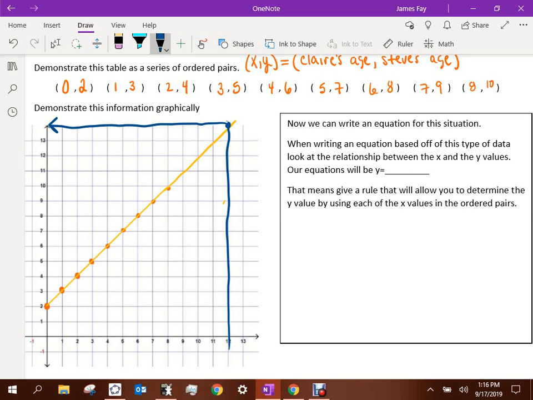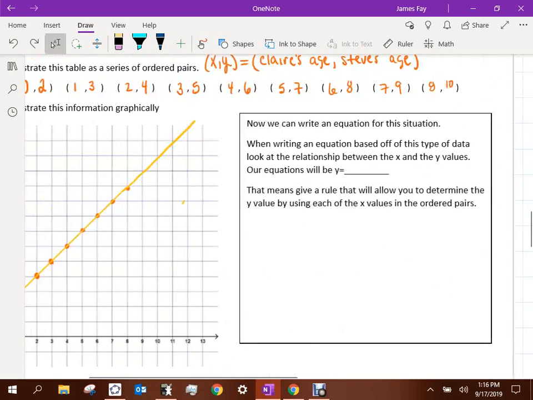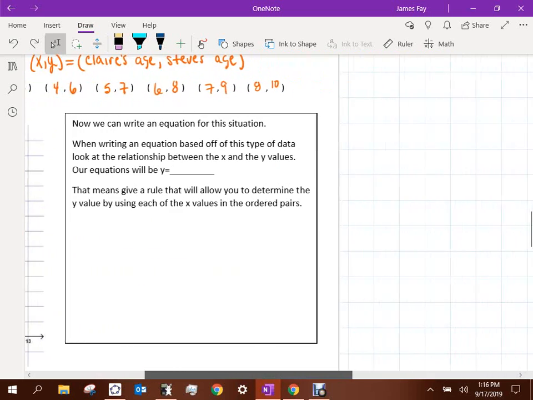Okay? Now, that's awesome. That's great. But what if I ask you, well, what if Claire is 38? Well, then I have my graph go out to 38, right? Okay? So there's a better way. There's a way to get those larger values, and that's to write an equation. So I'm going to come over here. It says now we're going to write an equation for this situation. All right?